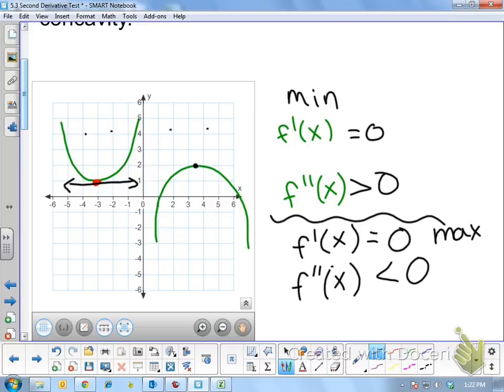Okay. So that's the basics of the second derivative test. If we find that critical point, and we can find the sign of f double prime, we can tell if it's a minimum or a maximum.